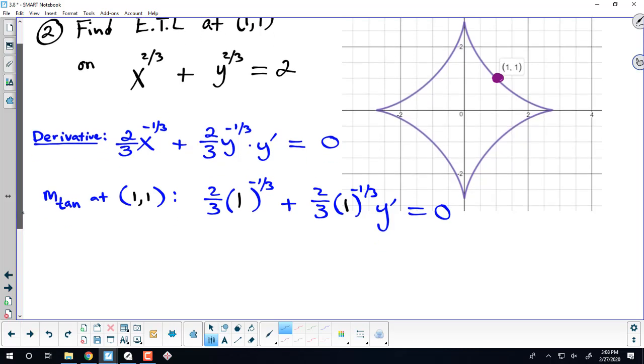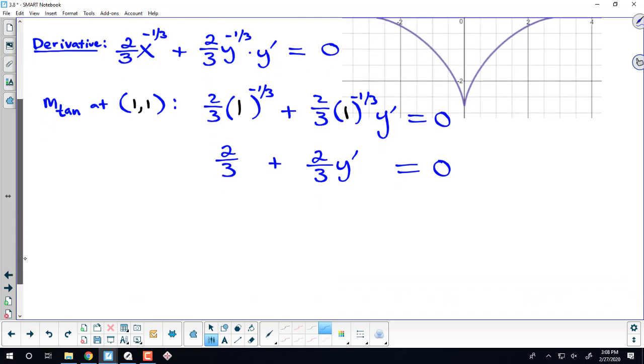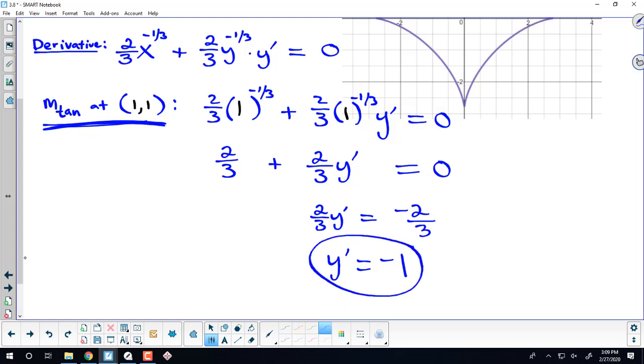So we have 2/3 for this one, plus 2/3 y prime for this one, is equal to 0. And then from here, we're solving for y prime. So we have y prime is equal to -1. And that's the slope of the tangent line on that, whatever, diamond shape at 1, 1. Any questions on that?